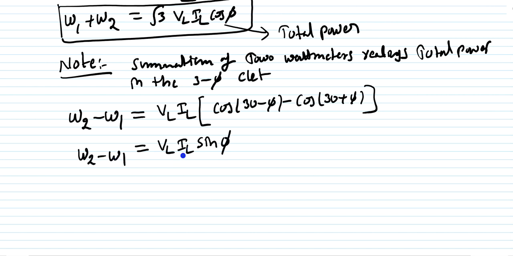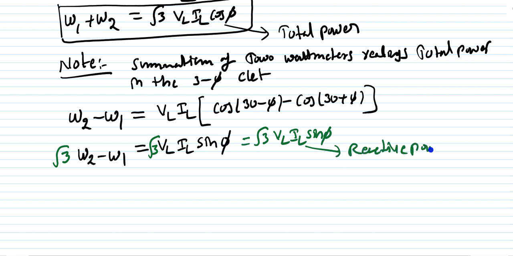After getting this equation, I will multiply it by root 3. Then it looks like root 3 VL IL sine phi. It means this is the reactive power of the three phase circuit. It is the reactive power, isn't it?